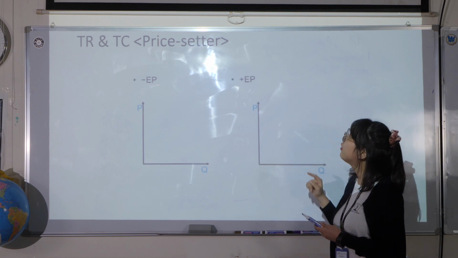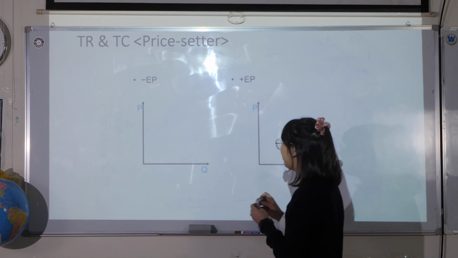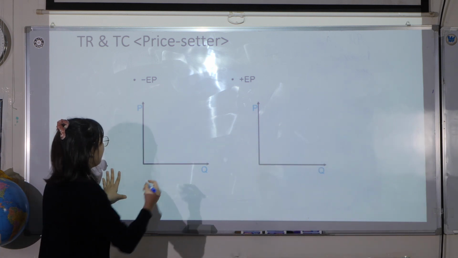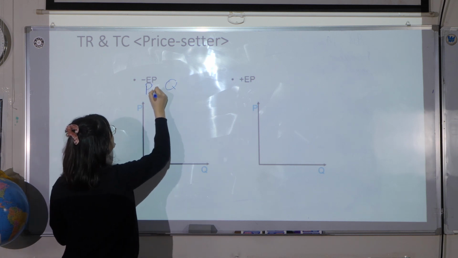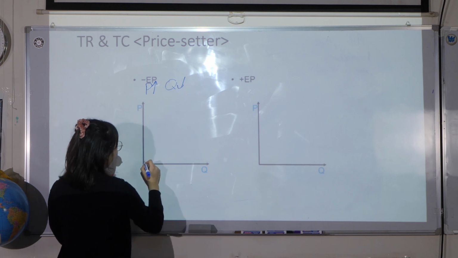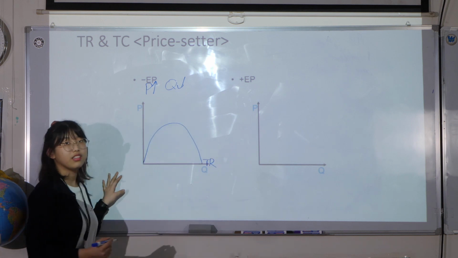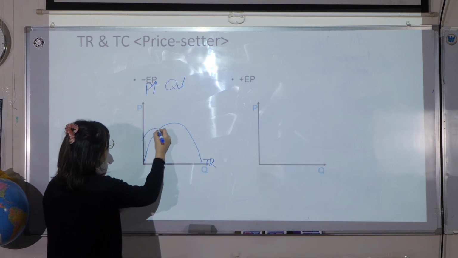Let's move on. For price setters, their total revenue curve will be different because they can influence their price. When their price increases, their quantity decreases. So their total revenue curve would look like this, right? And their total cost curve would be the same.